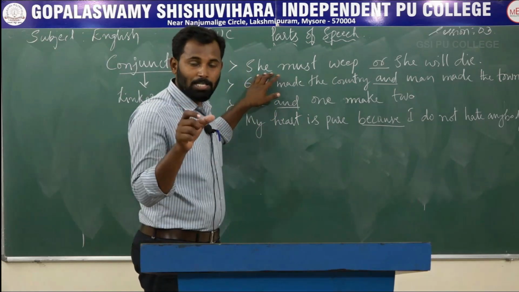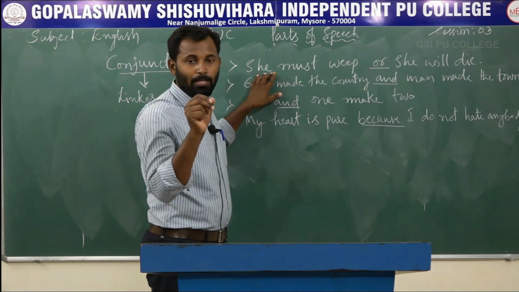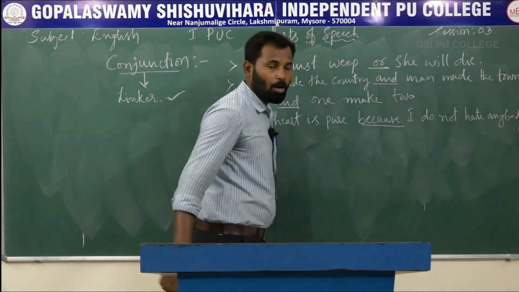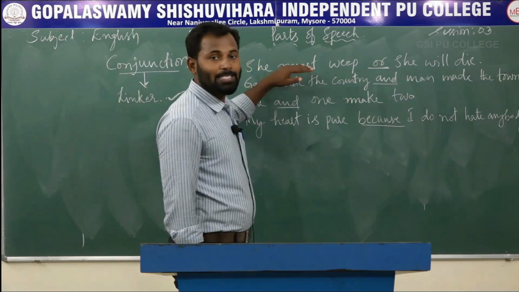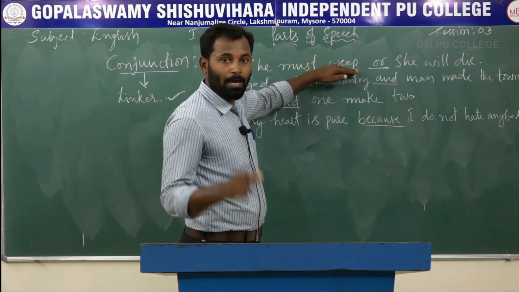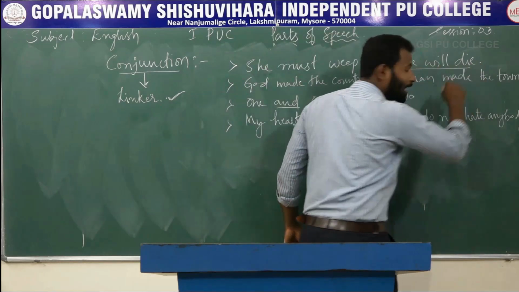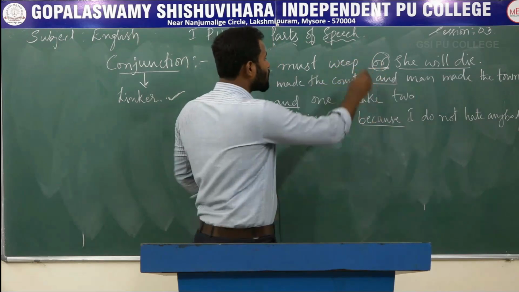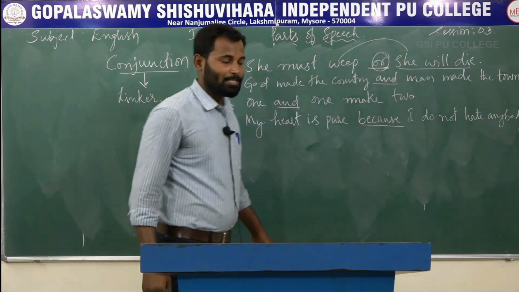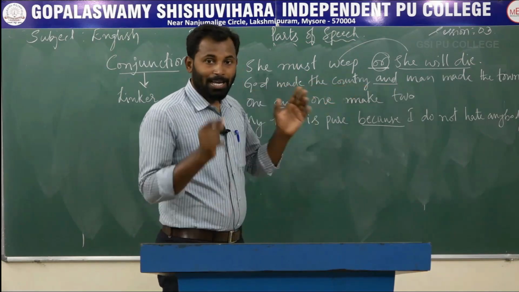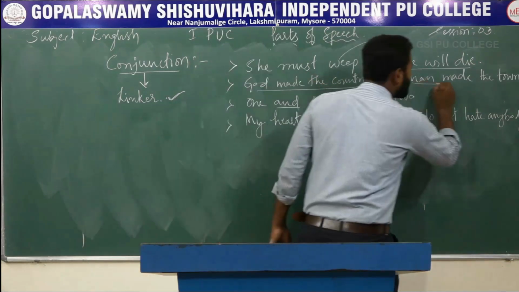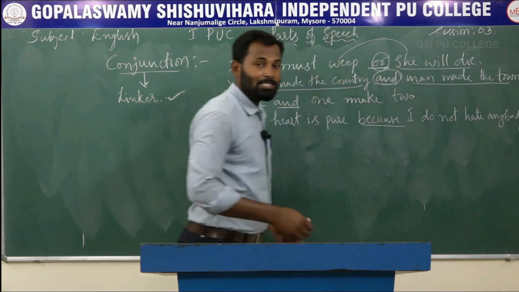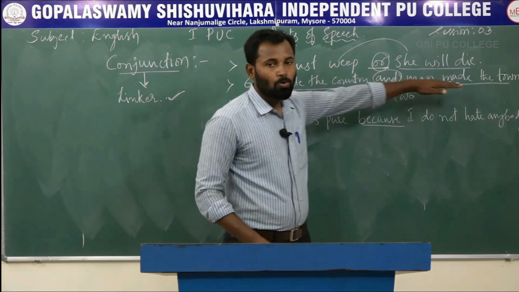As I have told you, a conjunction is a word that joins together two sentences. Here the conjunction or joins together two different sentences, like she must weep is one sentence and she will die is another sentence. The conjunction or is used to join two different sentences. Next, God made the country is one sentence and man made the town is another sentence. So the conjunction and is used to join these two sentences.